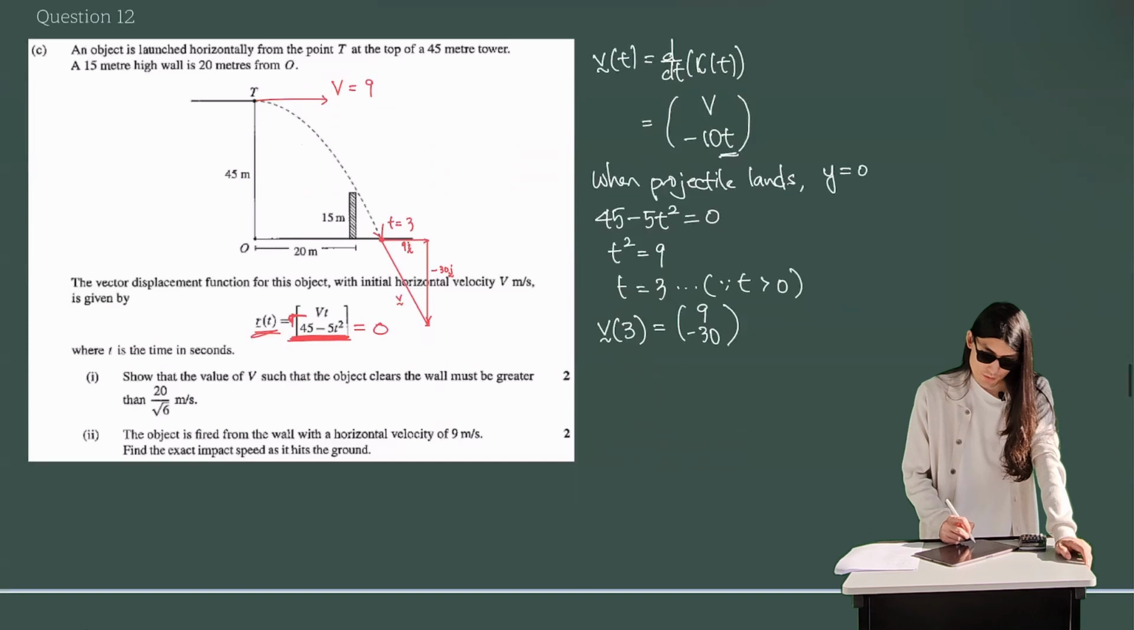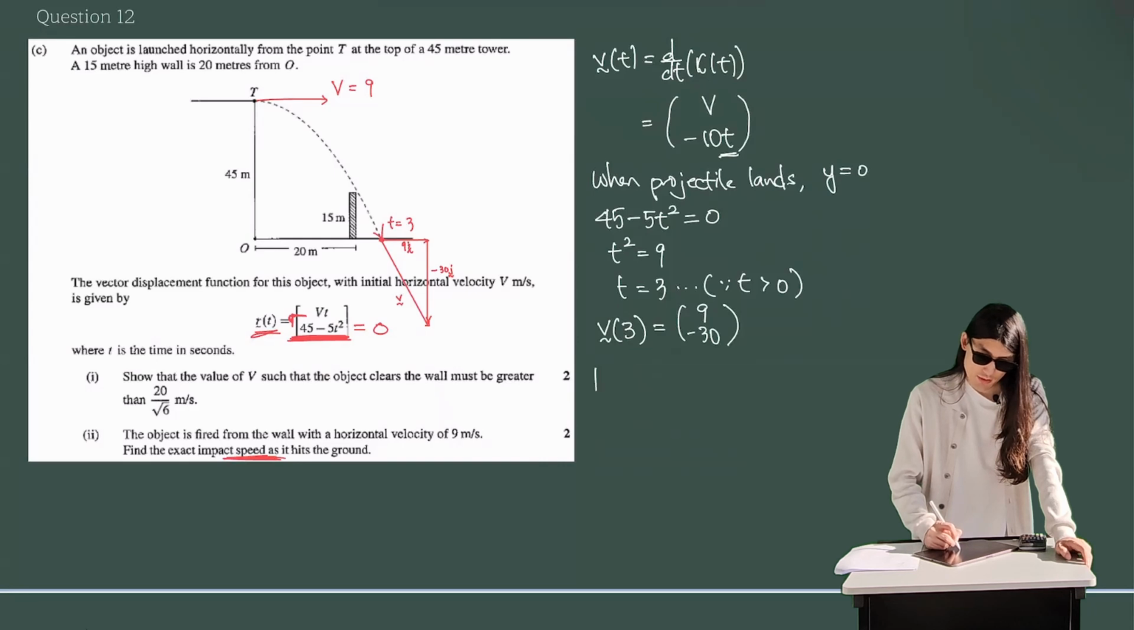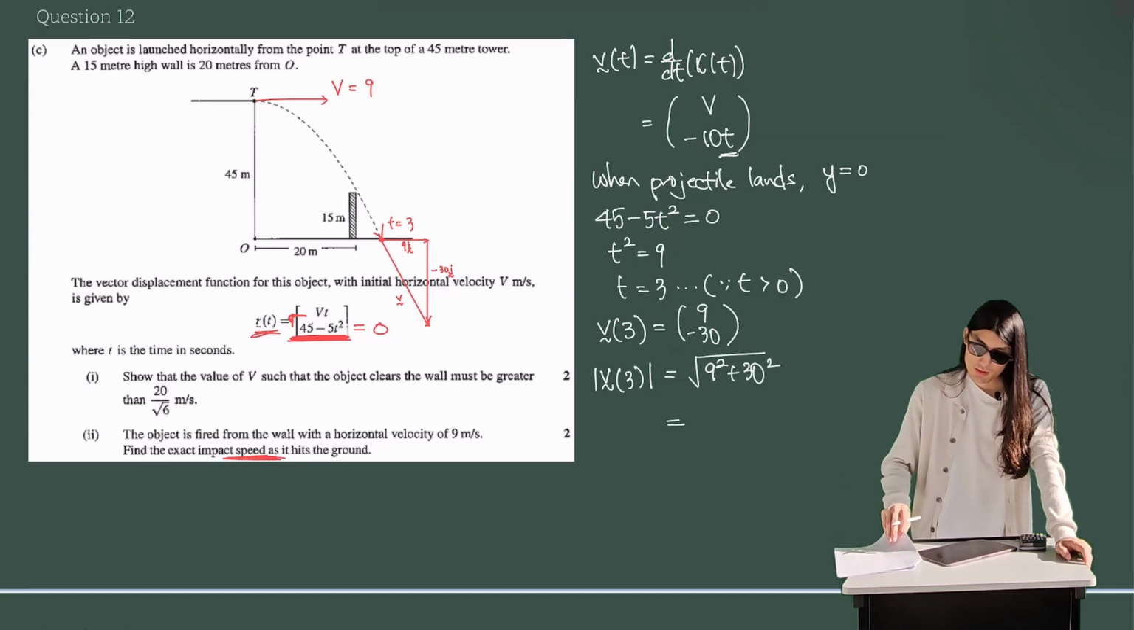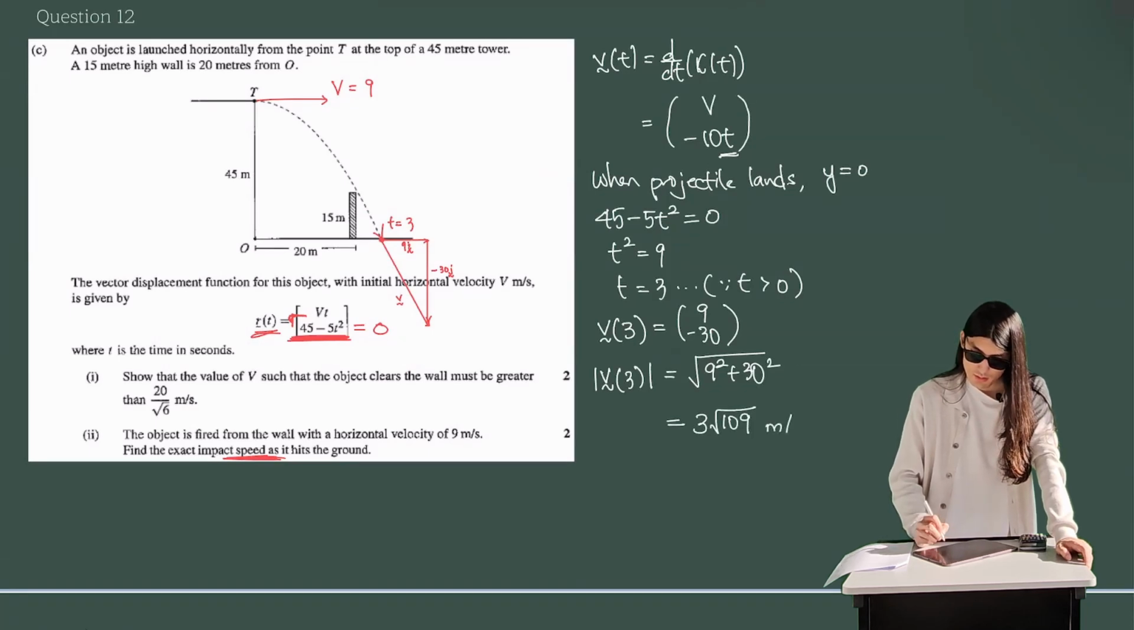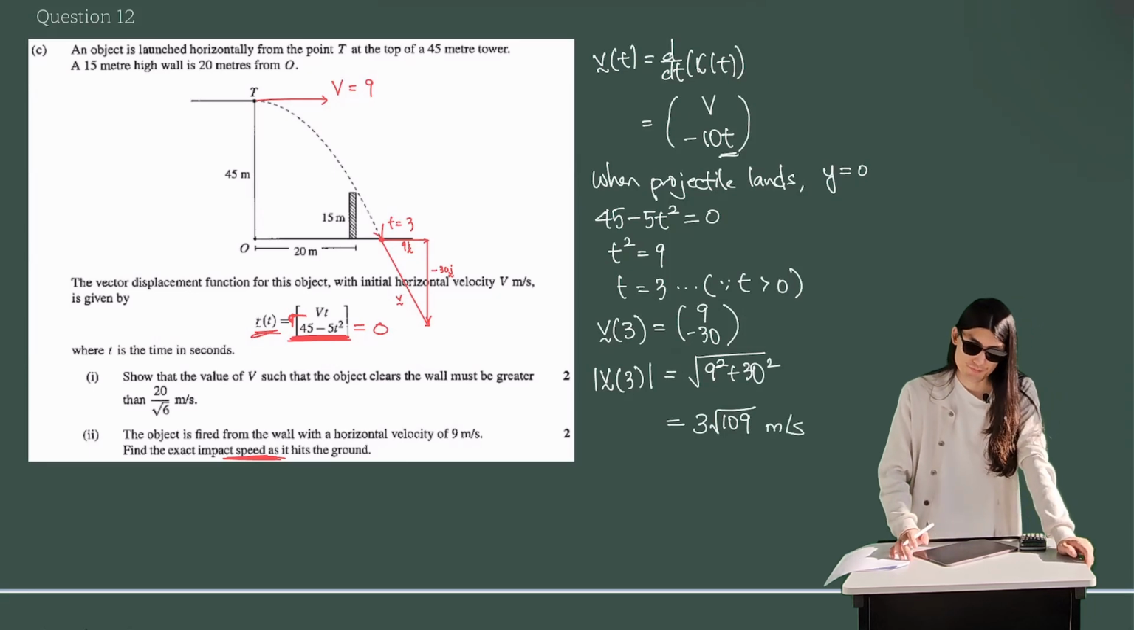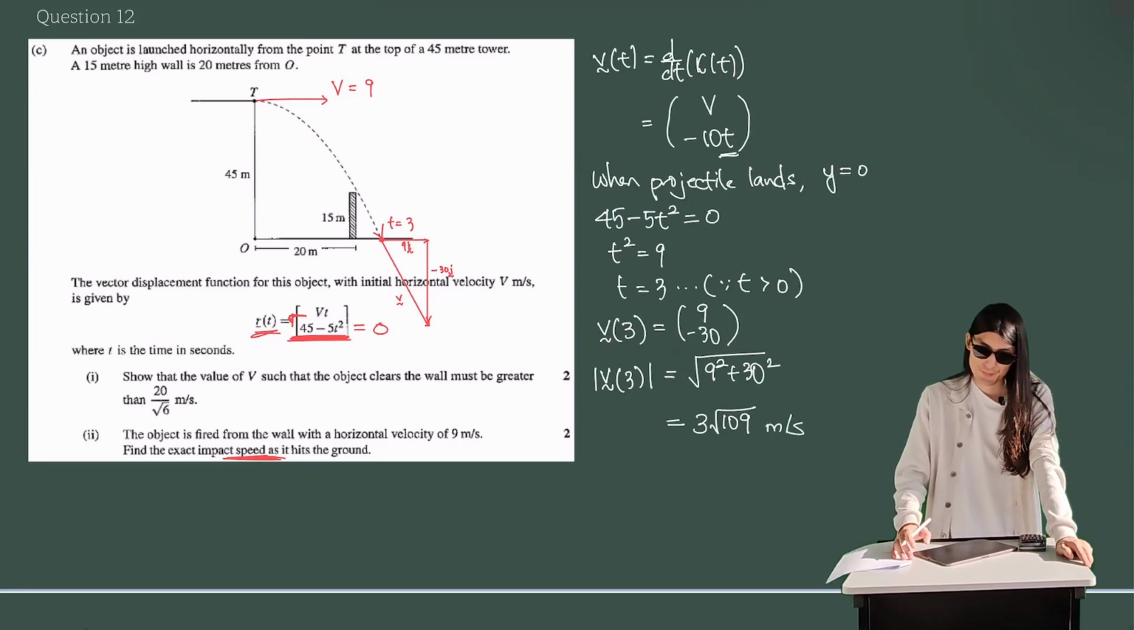And if they ask you for the impact speed, they are then asking you for the magnitude of that velocity vector, which will be given by the square root of 9 squared plus 30 squared. And that, in the simplest surd form, is 3 times square root of 109 meters per second. Okay?